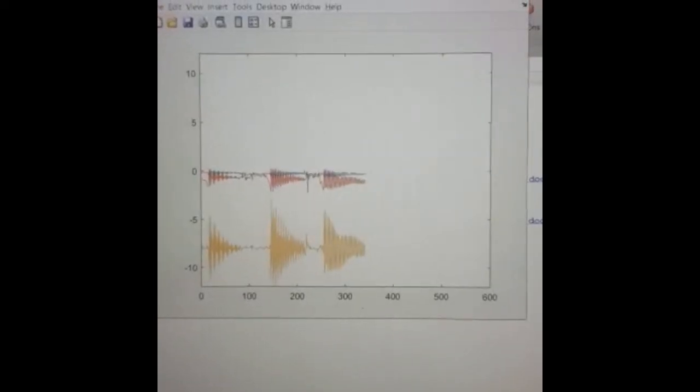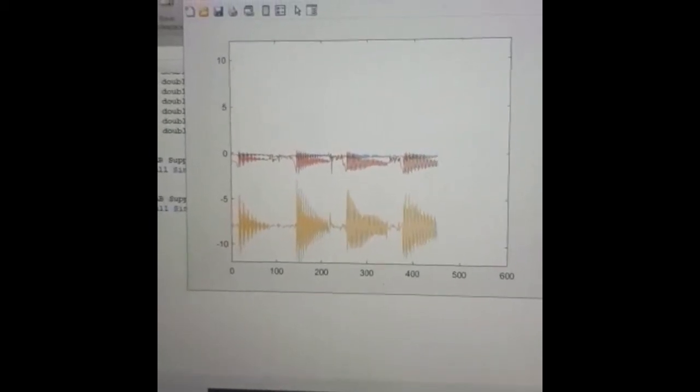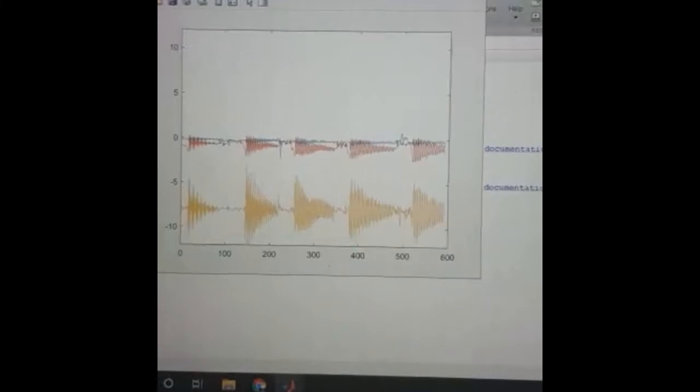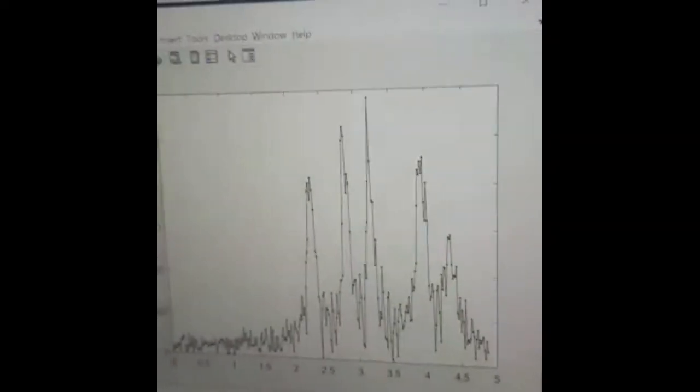Okay, next one is 240. Next one's 280. How we're achieving the different frequencies is by lengthening how much leverage we give the ruler. And here you can see the 5 different peaks: 1, 2, 3, 4, 5 of the different frequencies.